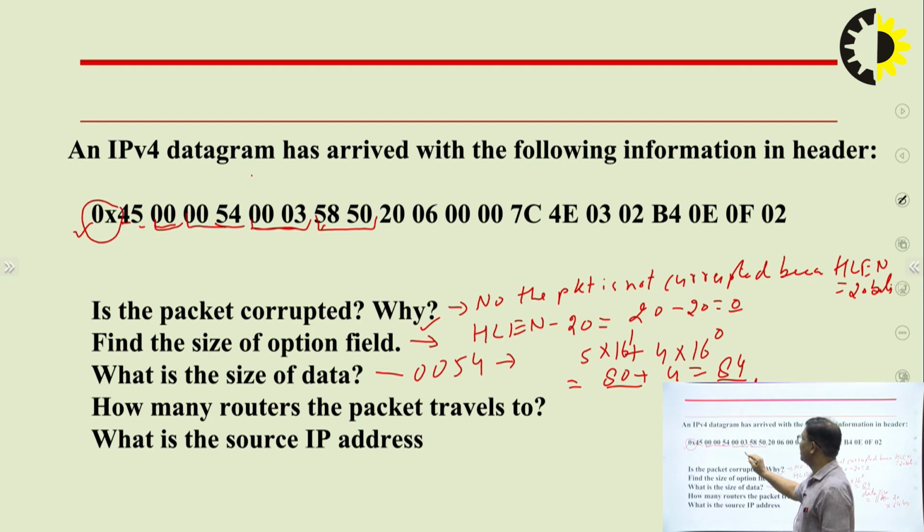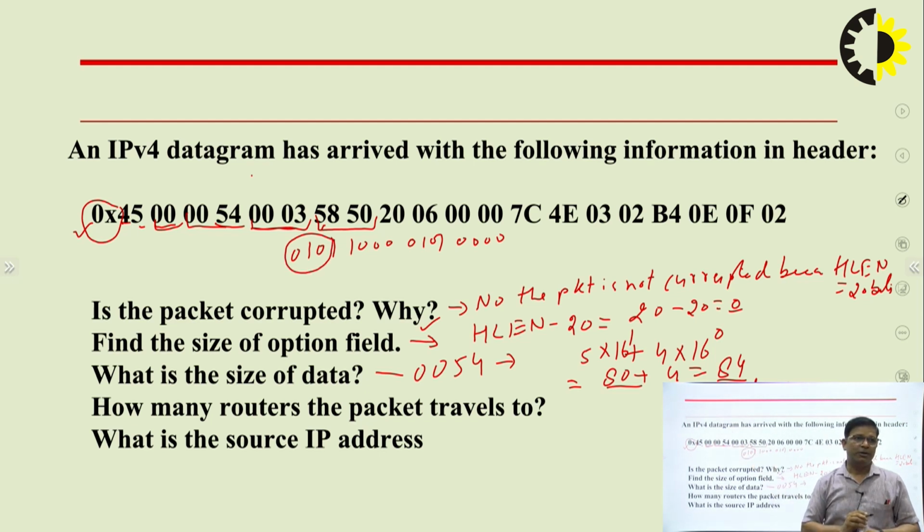5 can be written as 0101. 8 is written as 1000. 5 is written as 0101 and then 0000. The first 3 bits are 010, where we can read that this is a do-not-fragment flag. It means this is the last packet. We can calculate it in this way. This is the last packet. The other bits are the fragment offset.